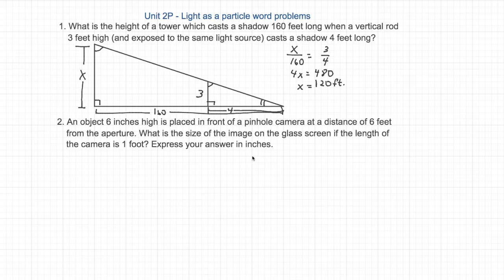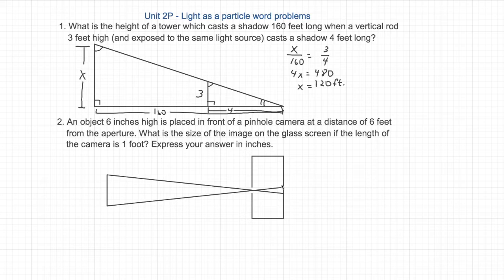So we'll draw our picture. We'll start with a pinhole camera with a small hole. And then we'll draw our object. The object height is given as 6 inches. So we'll convert that to feet, and when we're all done, we'll convert back to inches. This way the numbers that we work with are smaller and easier to deal with.